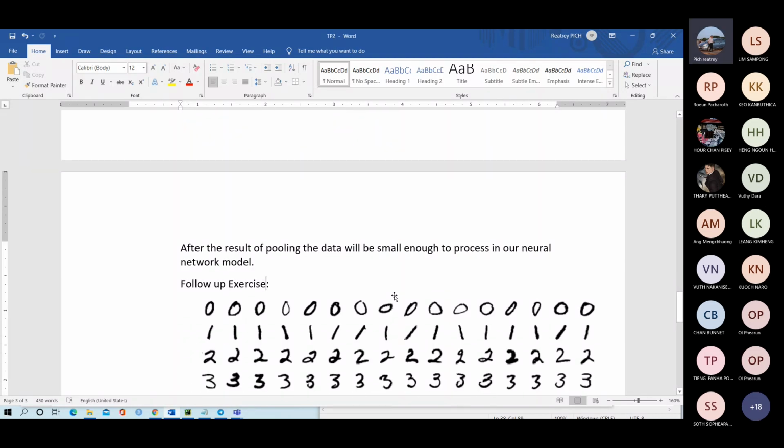Okay, this is all about the theory of the neural network. Do you have any questions about the neural network?